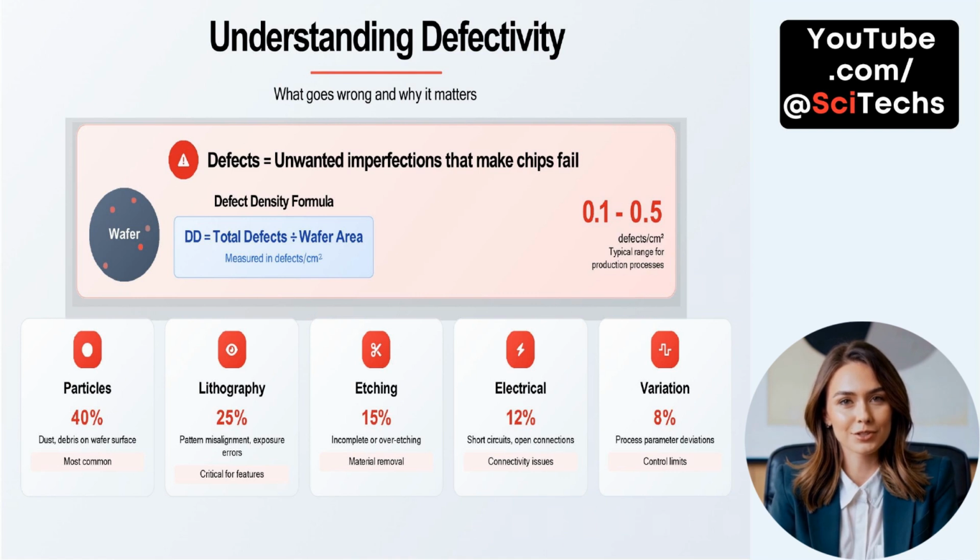Among all defect sources, particles are the most common, accounting for 40%. These include dust or debris settling on wafer surfaces. Lithography contributes 25%, often due to pattern misalignment or exposure issues. Etching defects make up 15%, involving incomplete or over-etching during material removal. Electrical defects at 12% arise from short circuits or open connections. Lastly, 8% come from variations in process parameters that breach control limits.